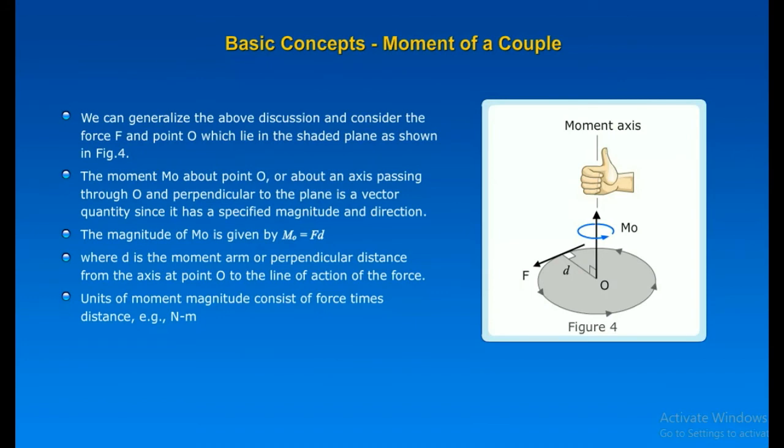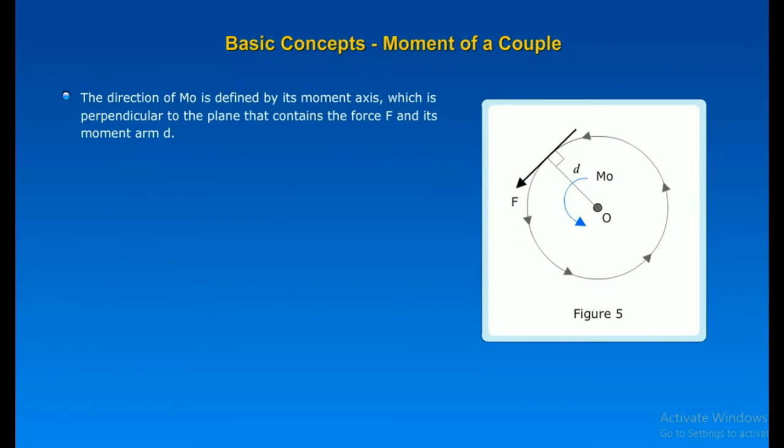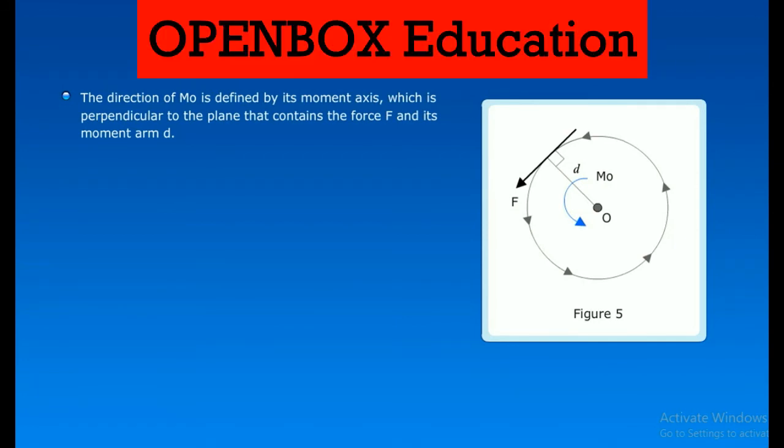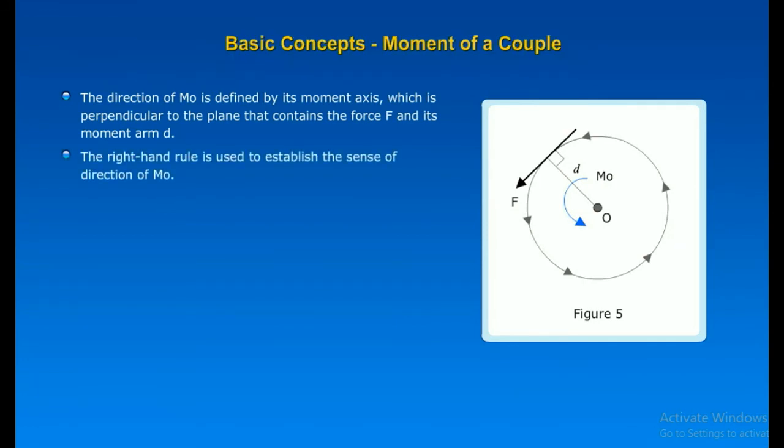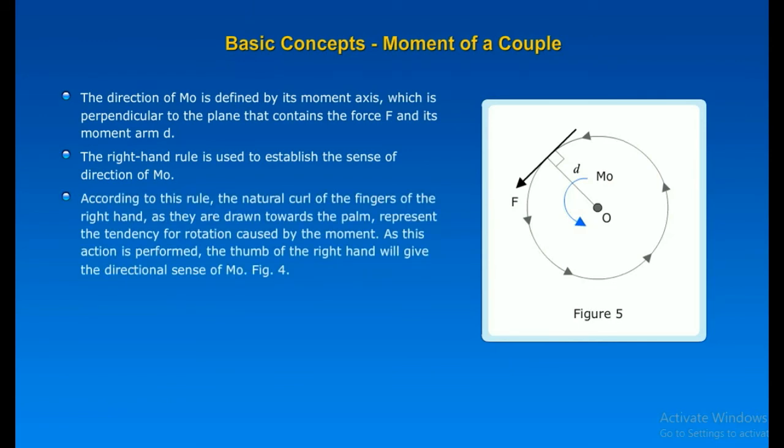For example, newton meter. The direction of MO is defined by its moment axis, which is perpendicular to the plane that contains the force F and its moment arm d. The right-hand rule is used to establish the sense of direction of MO. According to this rule, the natural curl of the fingers of the right hand as they are drawn towards the palm represents the tendency for rotation caused by the moment. As this action is performed, the thumb of the right hand will give the directional sense of MO as shown in figure 4.